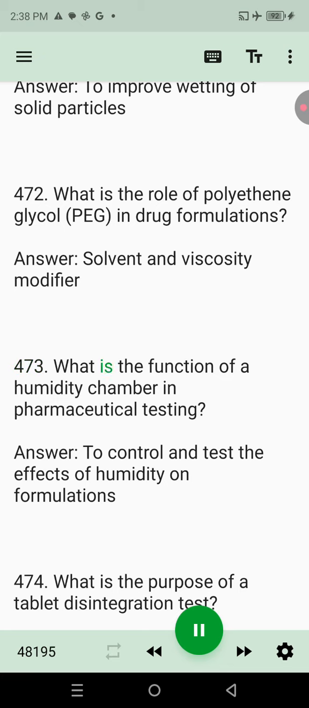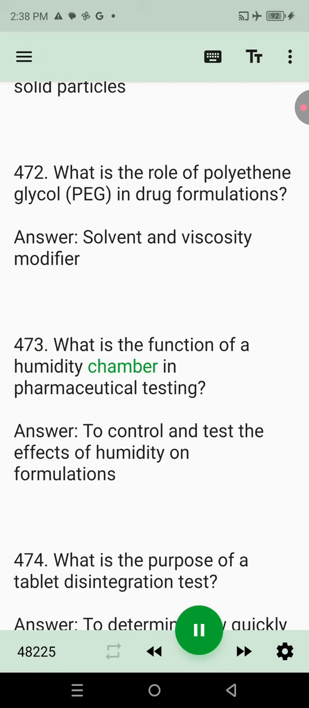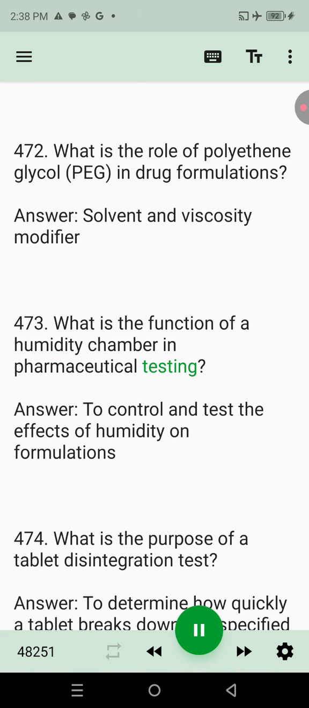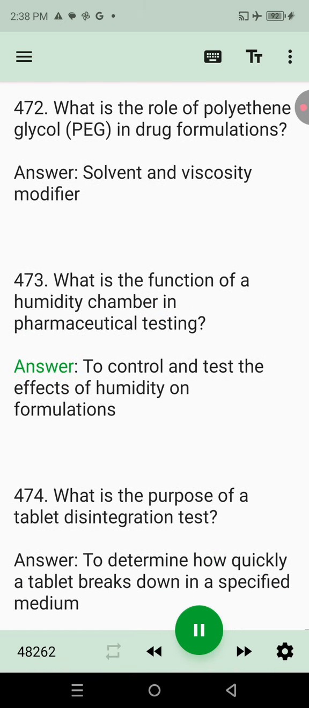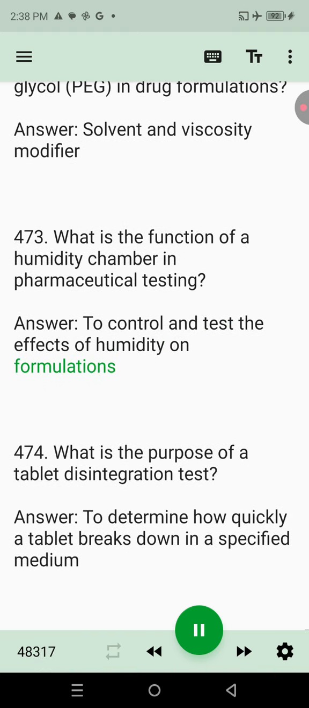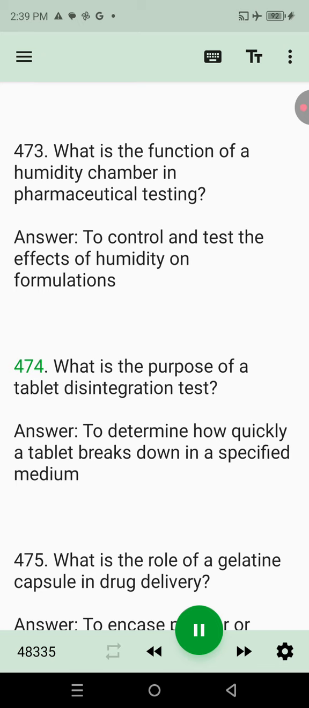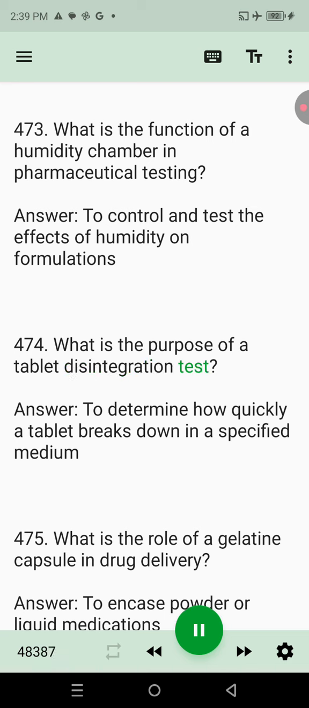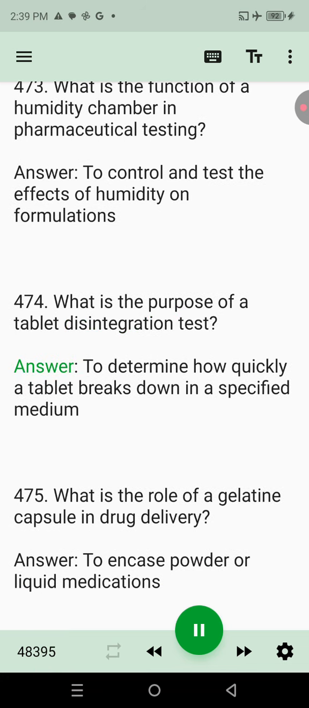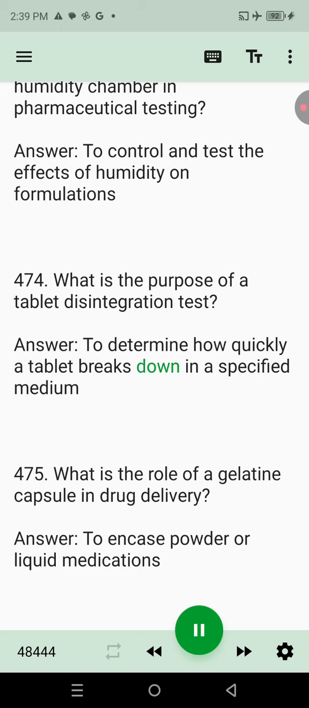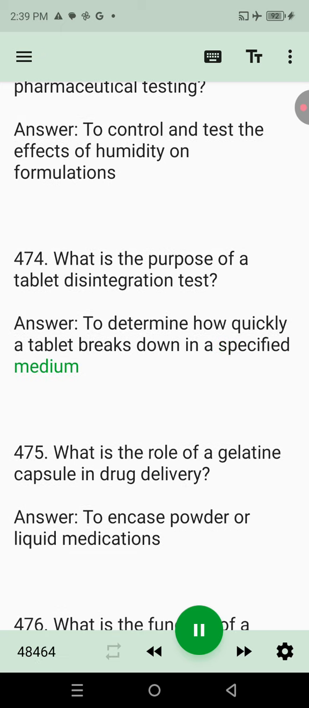473. What is the function of a humidity chamber in pharmaceutical testing? Answer: to control and test the effects of humidity on formulations. 474. What is the purpose of a tablet disintegration test? Answer: to determine how quickly a tablet breaks down in a specified medium.